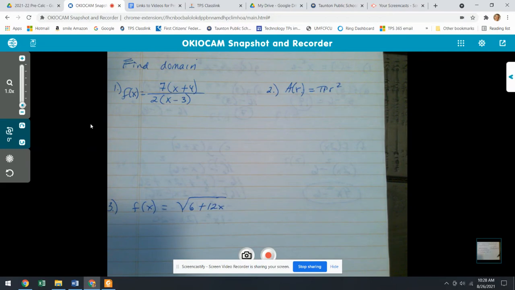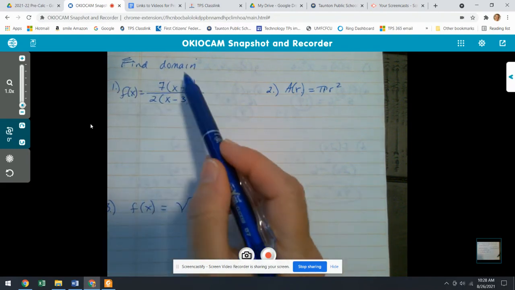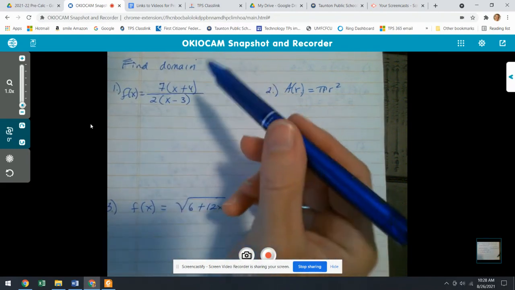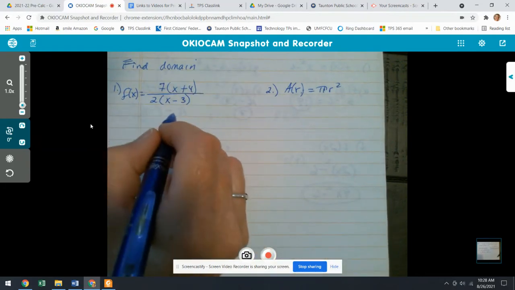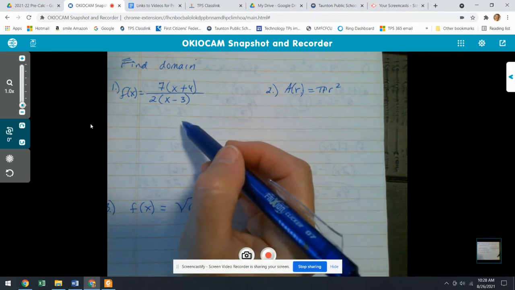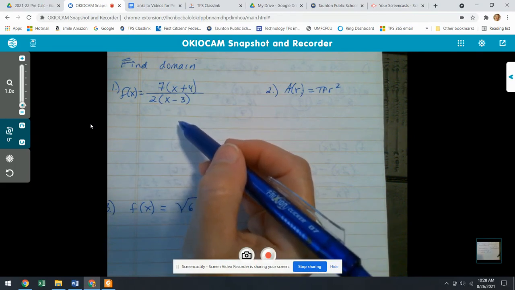For almost all of the functions you've studied in the past, a lot of them, the domains are all real numbers, that x can be any number at all. But there are a few cases where that doesn't happen, and that's what I'm going to outline here. This first one is a rational function because we have a fraction here and there's x on the bottom. And so we all know that the bottom cannot be 0. If we have 0 in the bottom of a fraction, we get the function undefined.